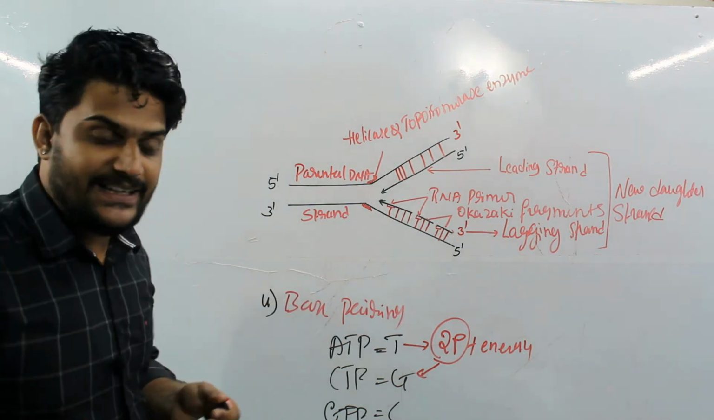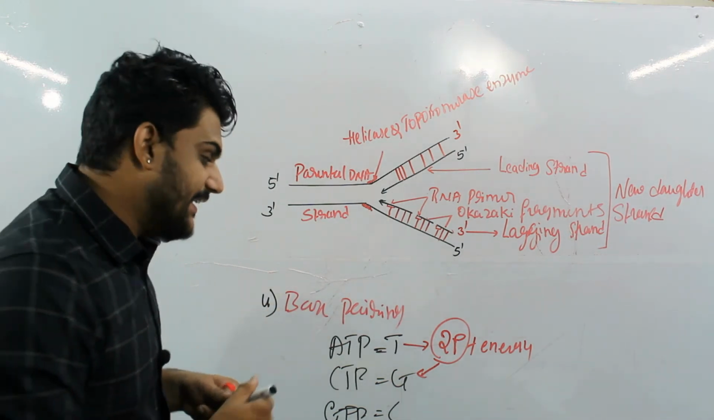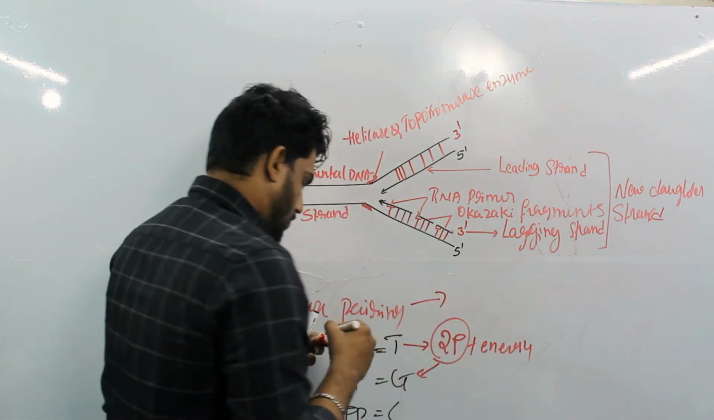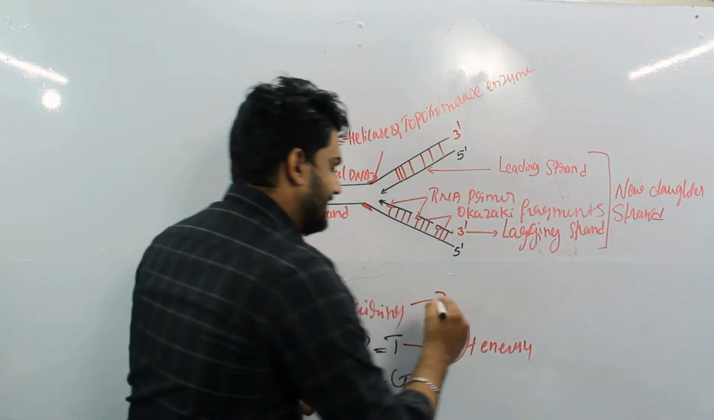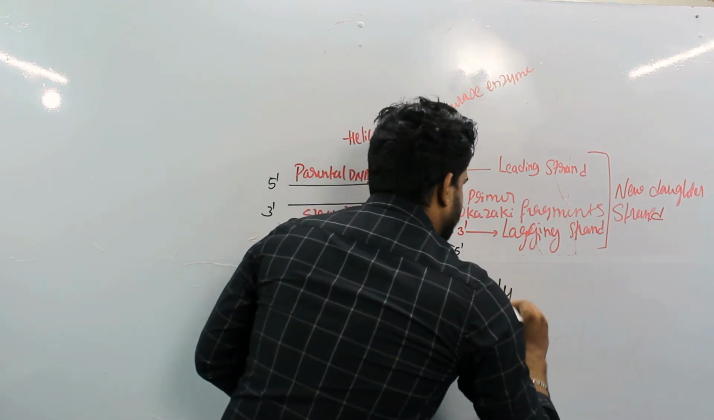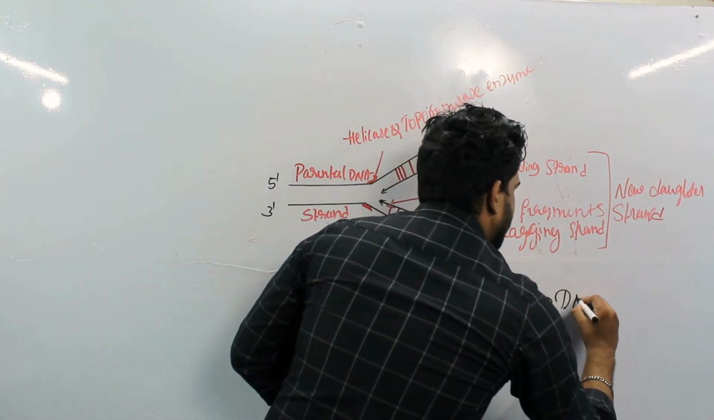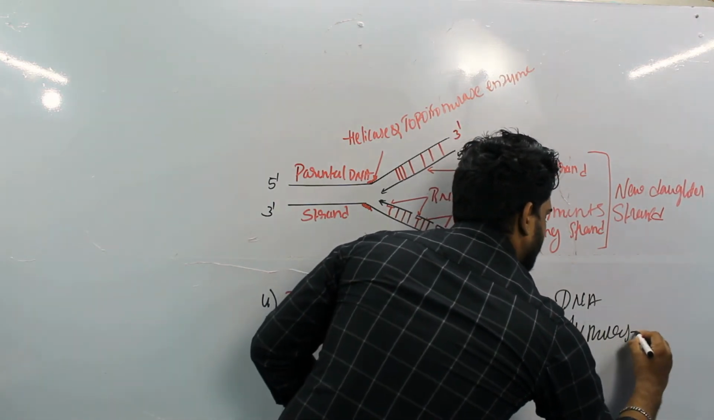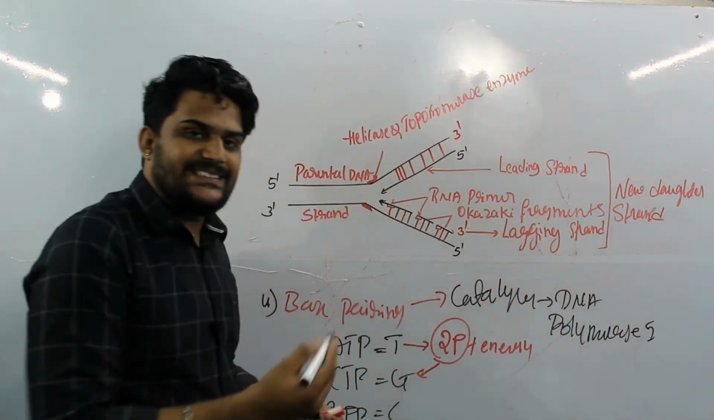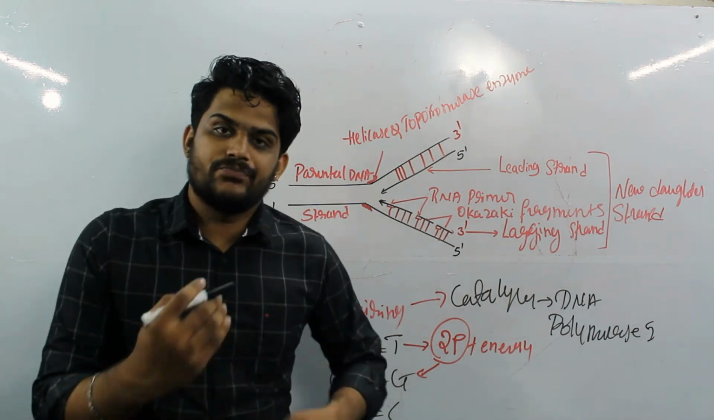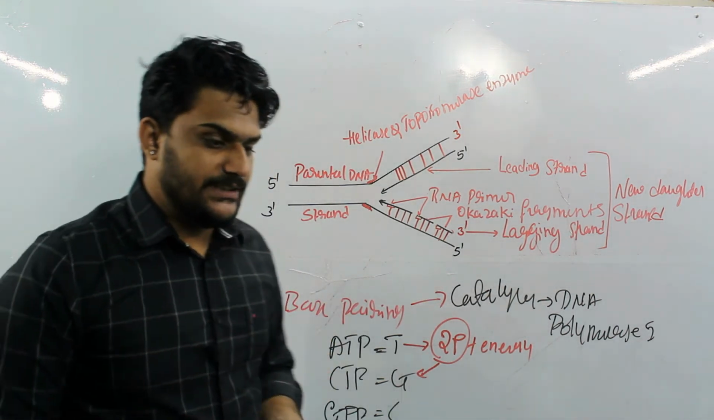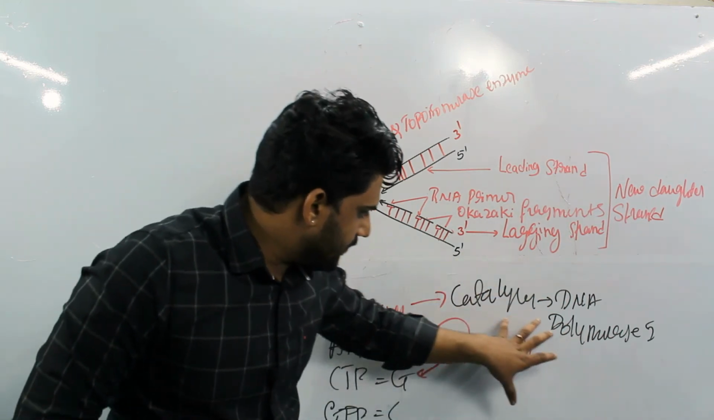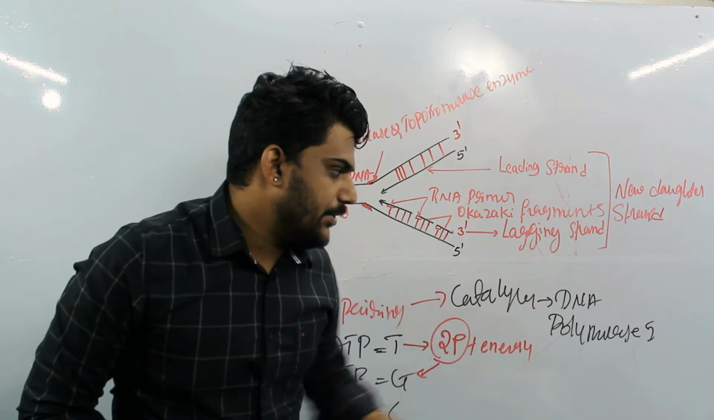And this base pairing is catalyzed by the enzyme known as DNA polymerase 1. So the enzyme which catalyzes the process is known as DNA polymerase 1. It increases the activity of the process. And here this complete process is catalyzed by DNA polymerase 1.